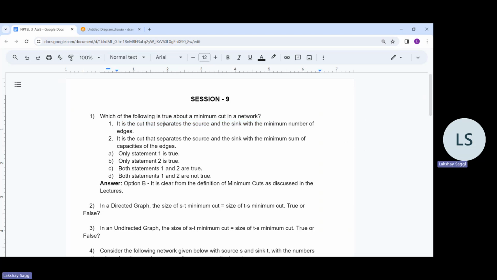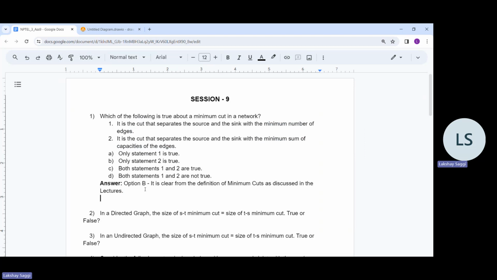So note that if all the edge capacities are 1, then statement 1 and statement 2 are both the same, because capacity is equal to the number of edges if the capacities of all edges are 1. This is just a note which I can add, just to increase our knowledge.